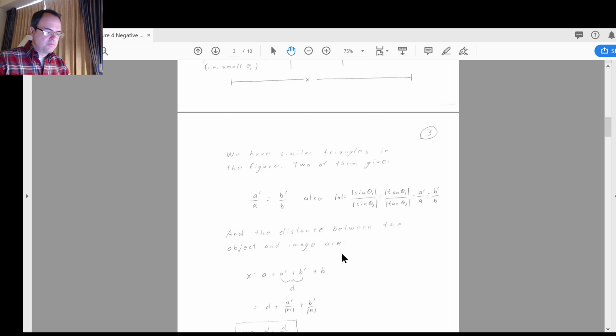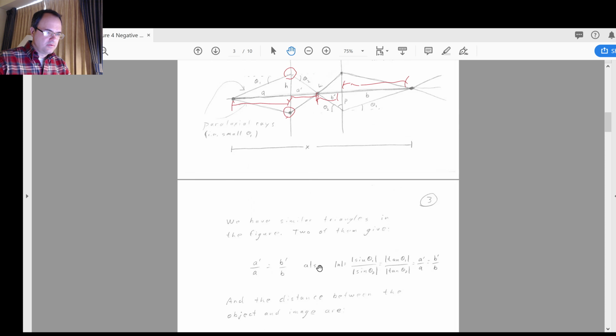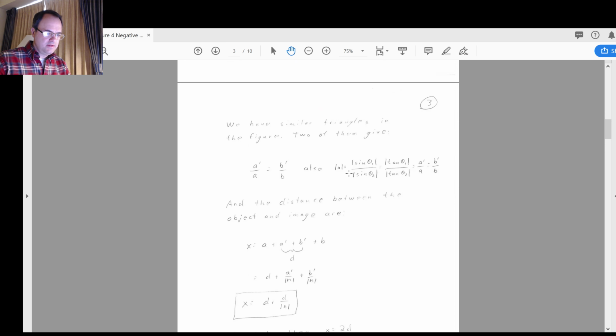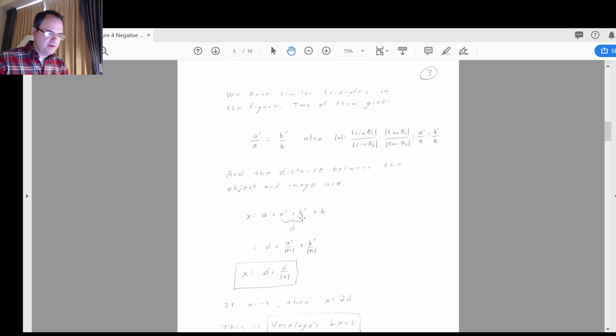So now what we're going to do is ask, what is the total distance x from the object to the image? Well, that's equal to A plus A prime plus B prime plus B. A prime plus B prime is just the thickness of the slab d. And with this relation, we can substitute for A and B in terms of A prime and B prime: A is A prime over the magnitude of n, and B is B prime over n.